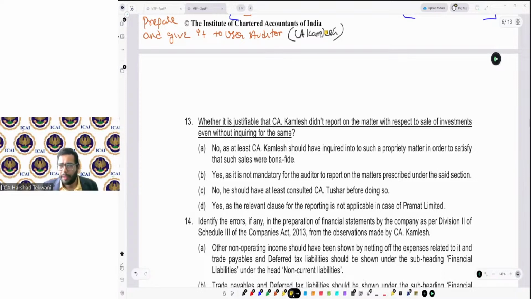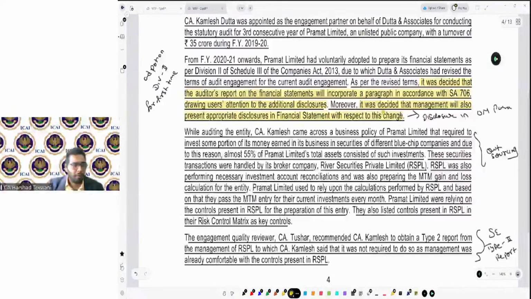Now, in the current case, if you see the information which is given, 55% of the total asset of Parmat Limited will consist of such investment. CA Kamlesh came across a business policy of Parmat Limited that required it to invest some portion of the money earned in the business in the securities of different blue chip companies.